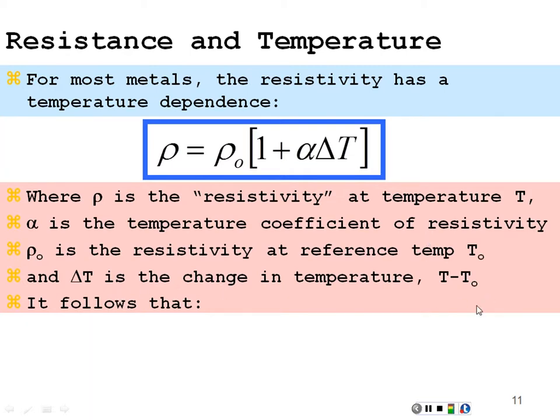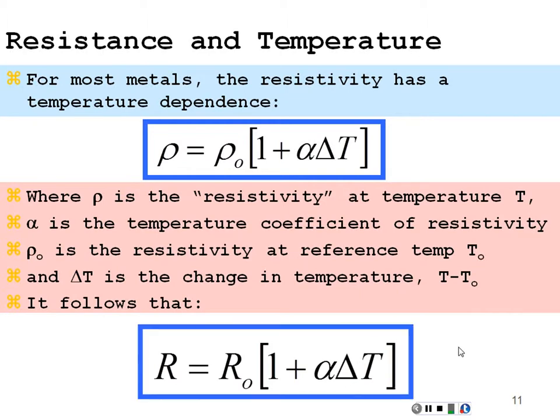It follows the same for resistance. Resistance is equal to some reference resistance, 1 plus the alpha, which is the temperature coefficient of resistivity, another intrinsic property of whatever material we're using, times the change in temperature. So if the temperature were to go up, the resistance would go up. And if the temperature were to go down, so that delta T was a negative value, the resistance would go down. Why is this so?